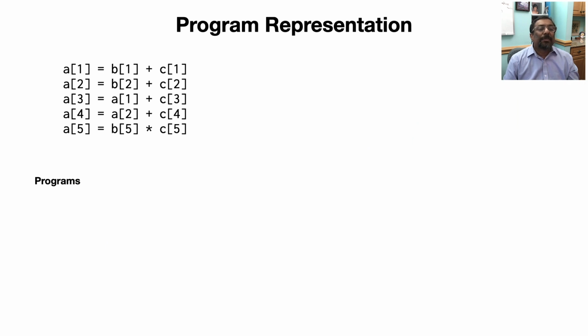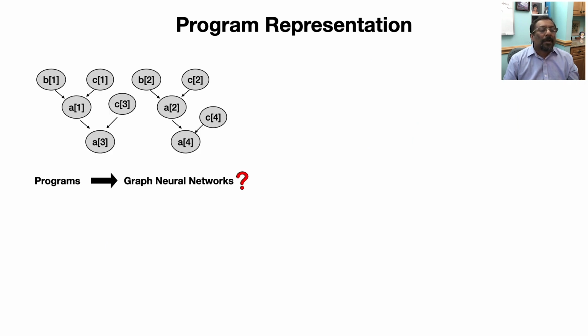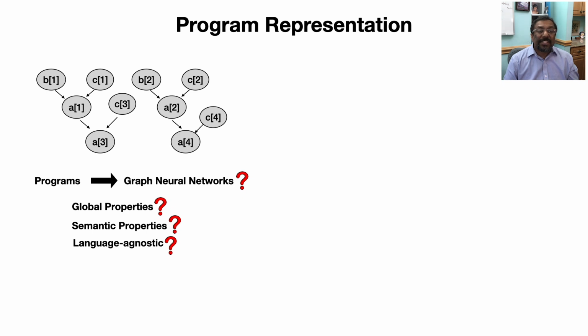We still don't have a good representation for programs. Is a graph neural network the right representation? Can we take advantage of global properties in this graph neural network? Some of it is possible. Are semantic properties represented in the representation? Some, probably not. Is this representation language agnostic? And does it take advantage of dynamic properties? Does this representation know the difference between a loop that goes from 1 to 10 and one that goes from 1 to a million? It's very different, even though textually it looks very similar.